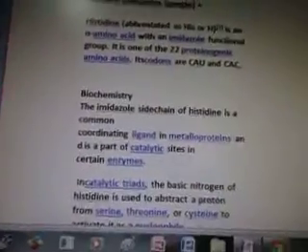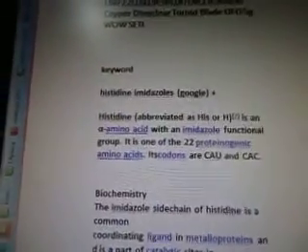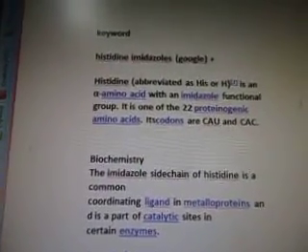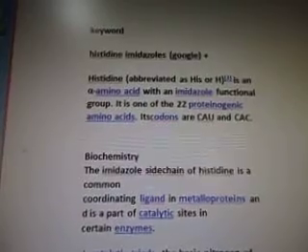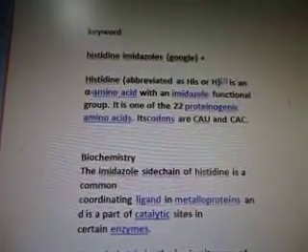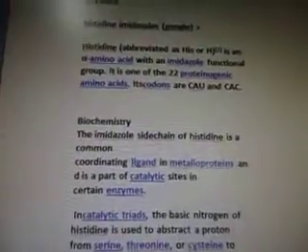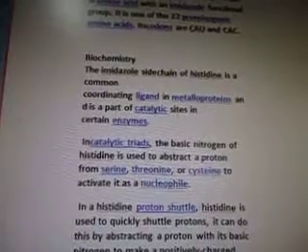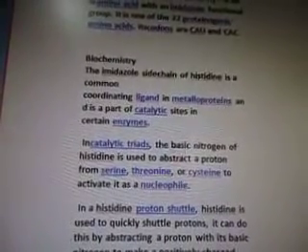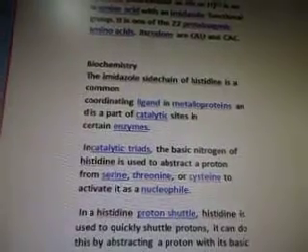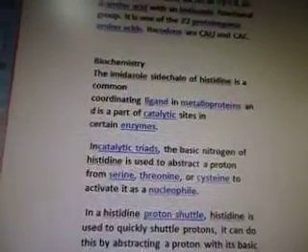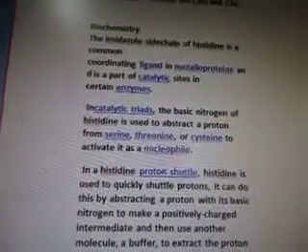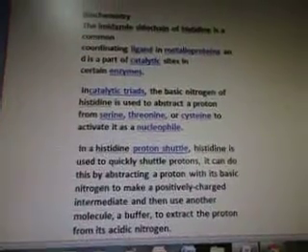So this is a keyword. Histidine Imidazoles. So histidine, abbreviated as HIS or H, is an amino acid with an imidazole functional group. It is one of the 22 proteinogenic amino acids. Its codons are CAU and CAC. Biochemistry. The imidazole side chain of histidine is a common coordinating ligand. So we have the keyword of ligand coming up again. And metalloproteins. And that's another keyword as well that's come up with the bendable metal ideas. And it is a part of catalytic sites in certain enzymes. So this is talking about the enzymes that we need.